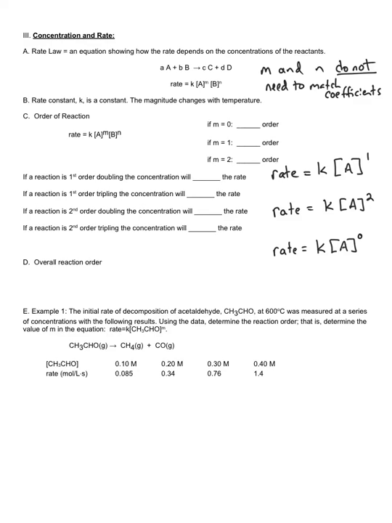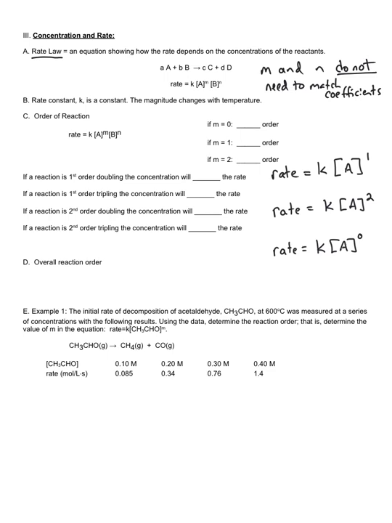All right, today's lecture is going to focus on how concentration affects the rate of a chemical reaction. And from that, we get something called a rate law. A rate law is a mathematical equation that can be utilized to calculate the rate at which a chemical reaction will occur if we know the concentrations of all the reactants and something called their orders.